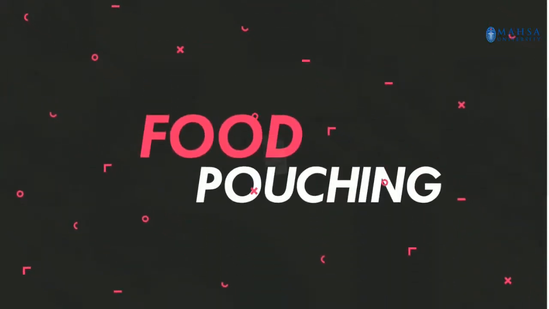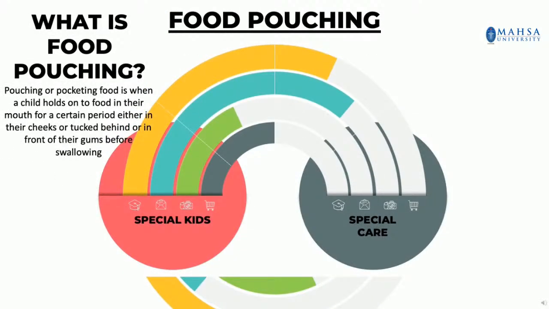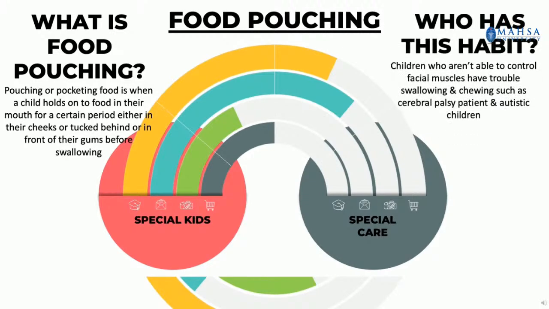The next subtopic in habits found in special needs children is food pouching. What exactly is food pouching? Pouching or pocketing food is when a child holds onto food in their mouth for a certain period, either in their cheeks, tucked behind, or in front of their gums before swallowing. We can see this habit in children who are not able to control facial muscles or have trouble swallowing and chewing, such as cerebral palsy patients and autistic children.